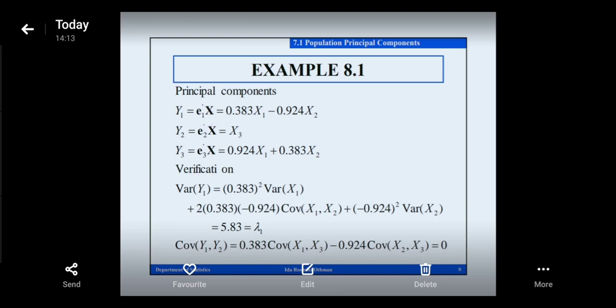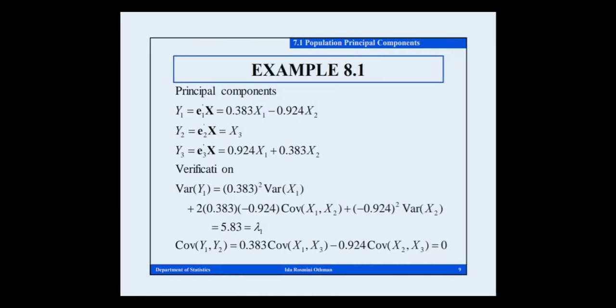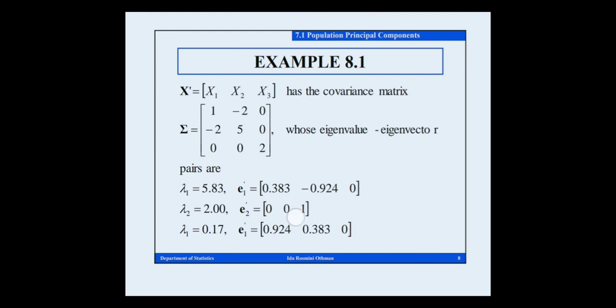Ei transpose, ini value ei transpose. Okay, ianya adalah 1 by 3. So 1 by 3 here multiply by 3 by 1, so you akan dapat a linear combination, which is the first principal component. The second principal component pun sama. This is the normalized eigenvector untuk the second lambda.